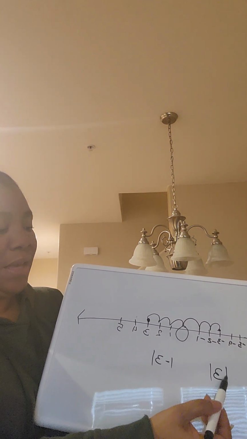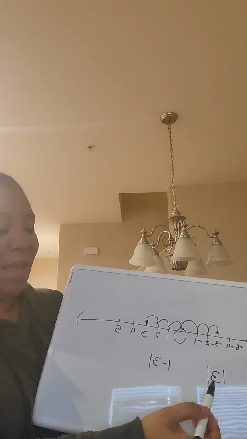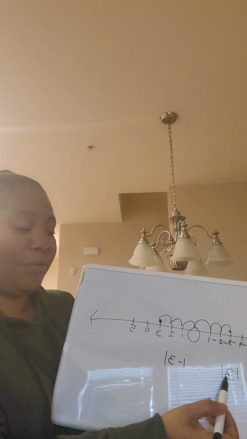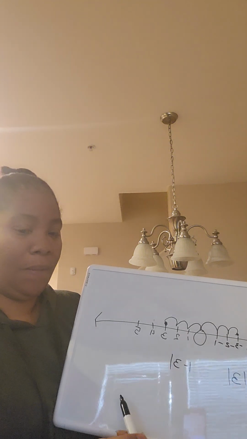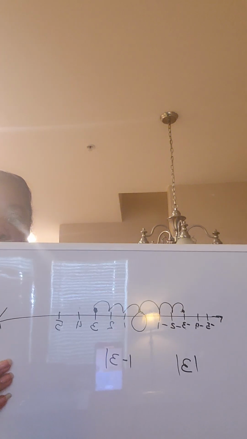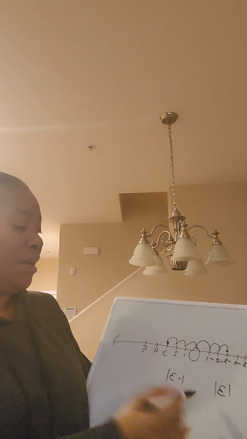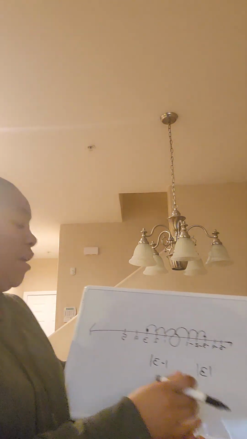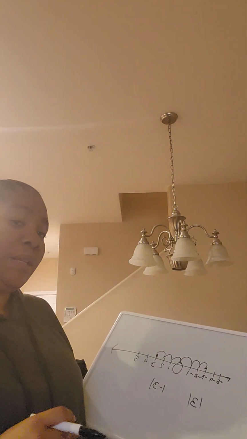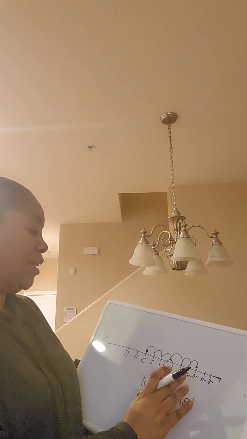So if you took these lines away, you would say the absolute value of -3 is 3. These lines are an indicator that you're going to find the absolute value. Okay? So that's what that means when you see these lines. And they are on the worksheet.